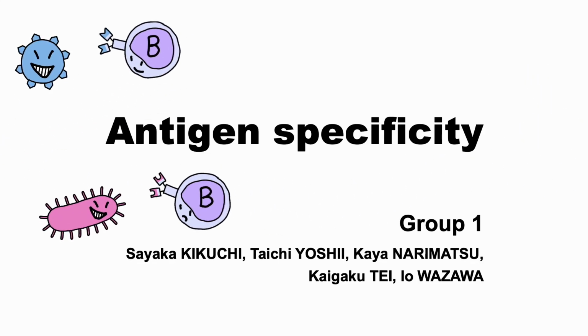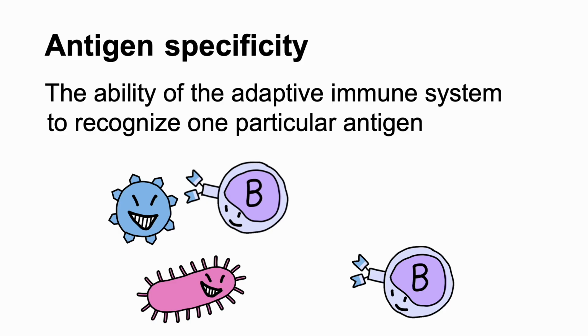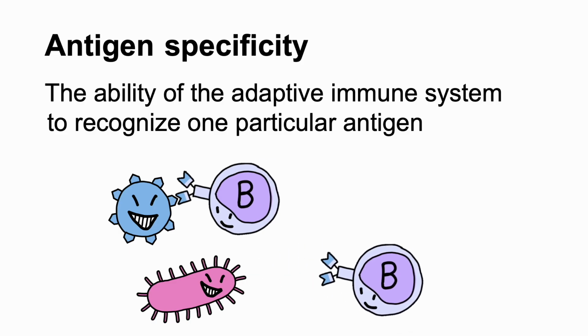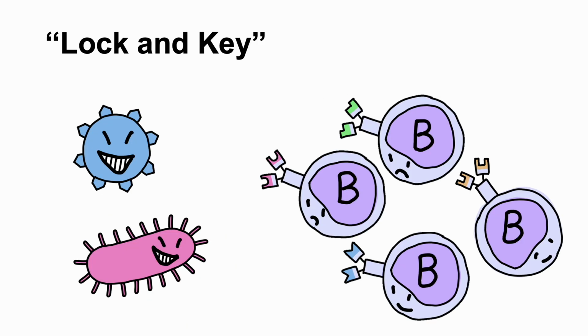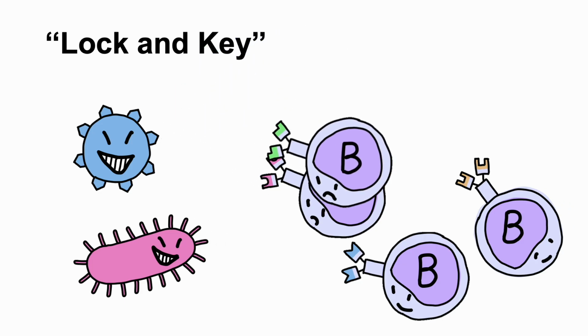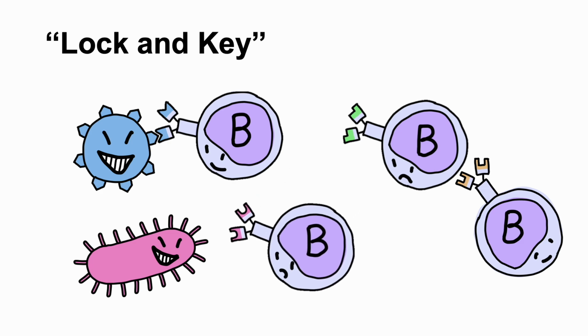Antigen specificity. Antigen specificity is the ability of the adaptive immune system to recognize one particular antigen while ignoring others. This mechanism can be compared to a lock and key. In this analogy, the two components have unique complementary shapes. An immune response is triggered only when these two parts fit perfectly.